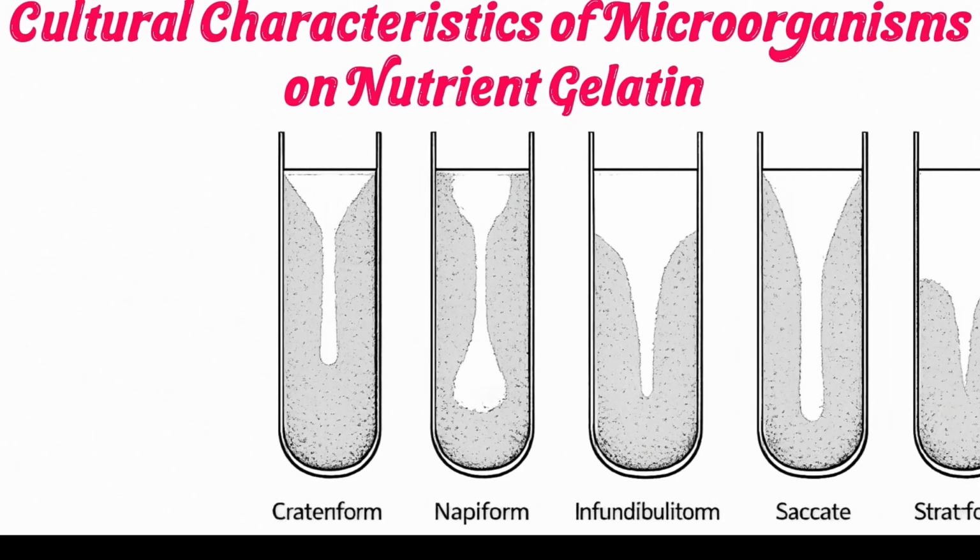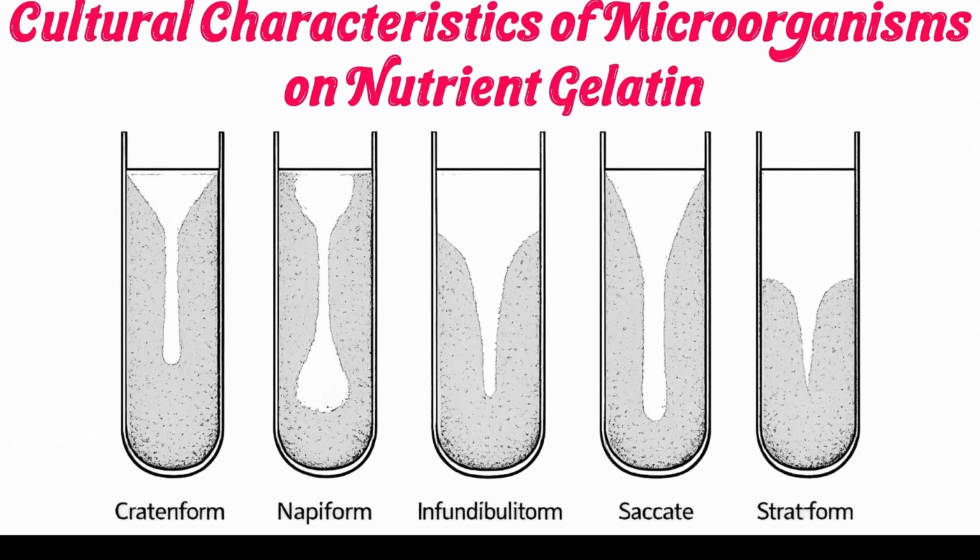So here you can observe different characteristics like crateriform, looks like a shallow crater. Only the upper surface becomes saucer-shaped. Napiform. The word napiform means turnip-shaped. Liquefaction forms a bulb near the top.